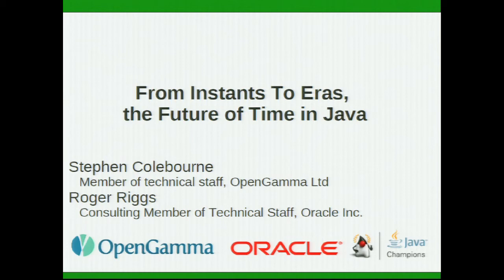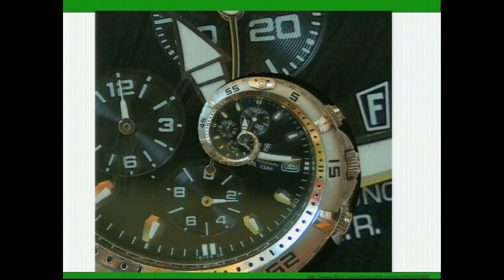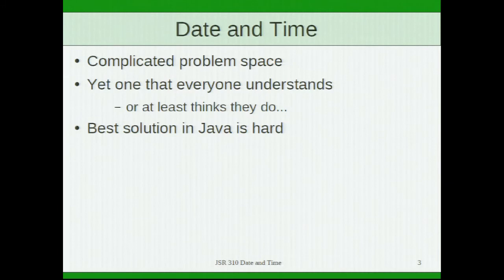So obviously what we're here to talk about today is this picture, in my view. It's the incredible disappearing complicatedness of actually getting a date and time API that's suitable. It seems like such a simple problem, but it isn't. It's a complicated problem space. If I asked you in the audience what's the date and time, you can just look at your watch. But there's a lot of stuff that goes into figuring out what the time is. And that solution in Java is hard.